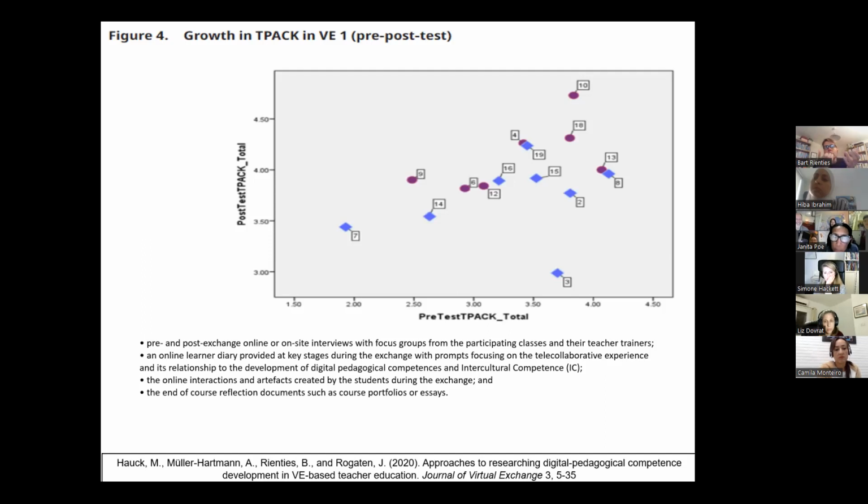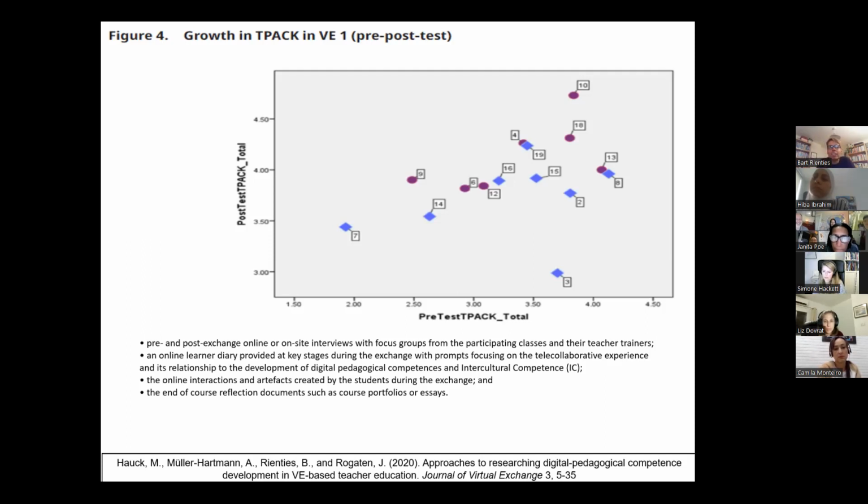And we also looked at the diaries that students kept, and we looked at the interactions that we were able to monitor in the virtual learning environment. And we also looked at the end of course reflection document. And I'm mindful of time because I want to show lots of other interesting studies.